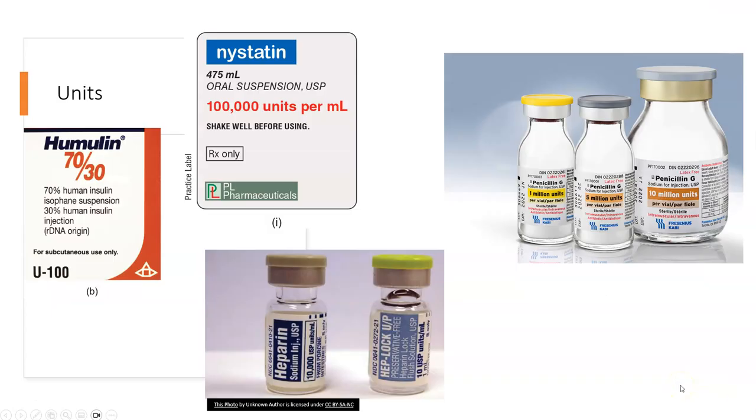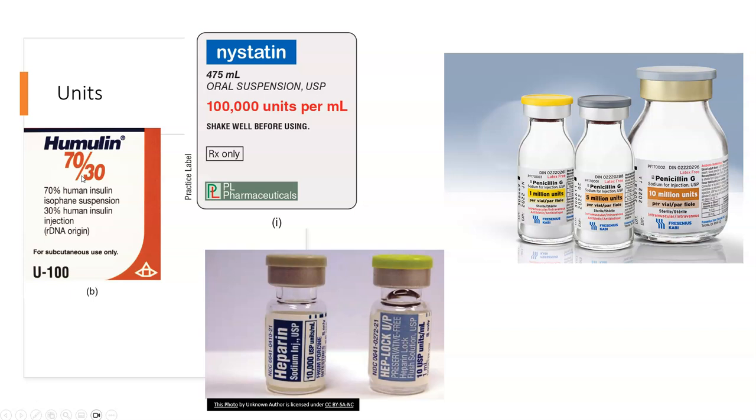Other ways that we measure drugs is in units. Insulin is the most commonly recognized drug measured in units. This is known as a U100, which means there are 100 units for every milliliter. This is not a complete drug label. Now, insulin can also be U200, U300, or U500. It depends on the type of insulin. But insulin is measured in units.